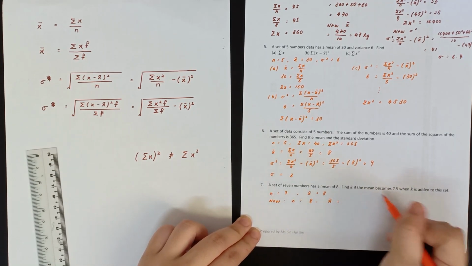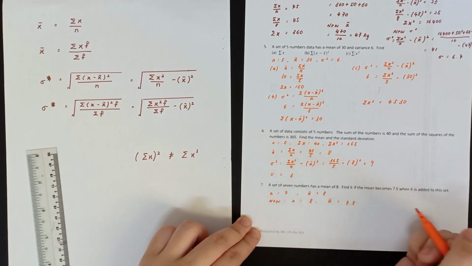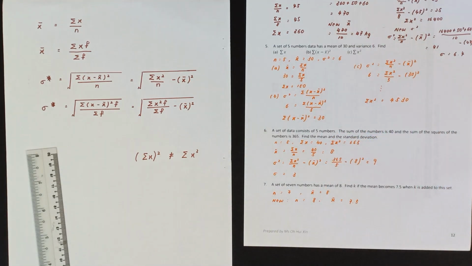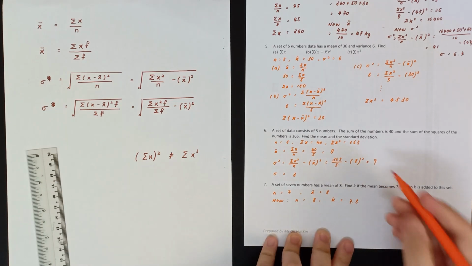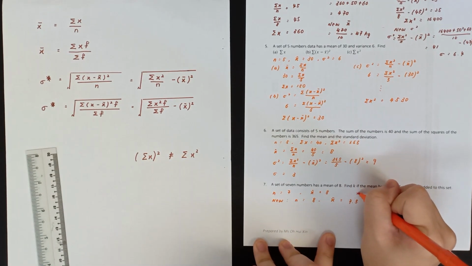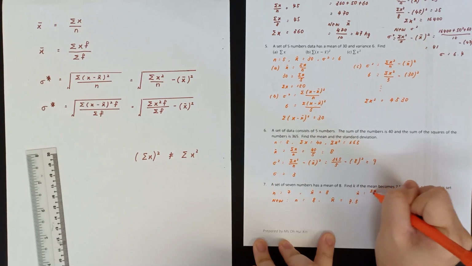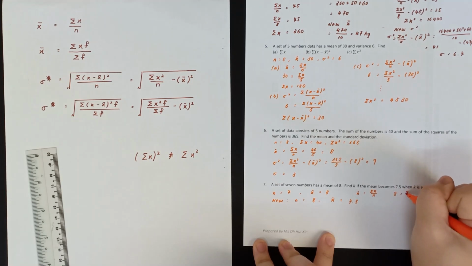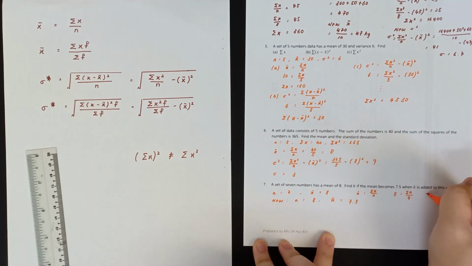What's my new mean? My new mean is 7.5. When you add a number, what is going to change first? The total of your observations is going to change first. So we need to find the sum of x first. For the old one, the mean equals the sum of x divided by n, which is 8 equals the sum of x divided by 7. So the sum of x is actually 56.